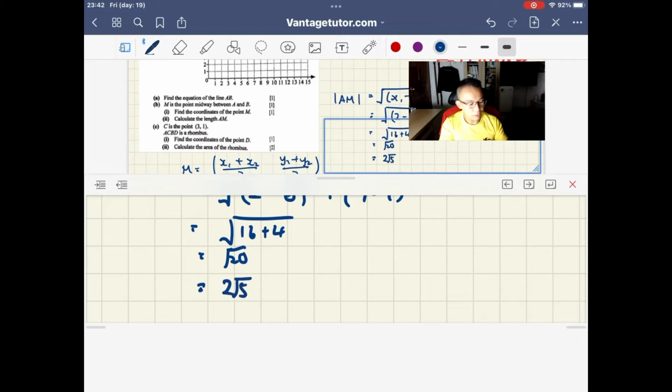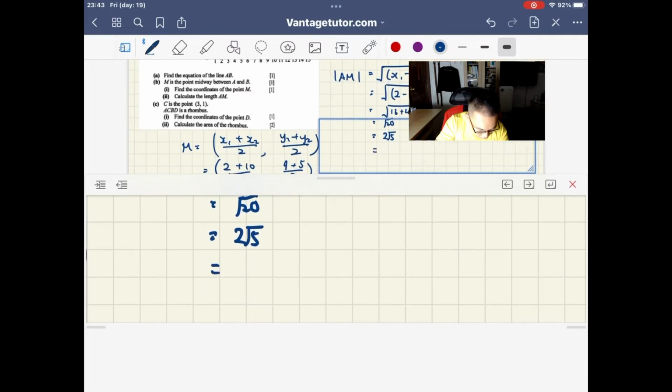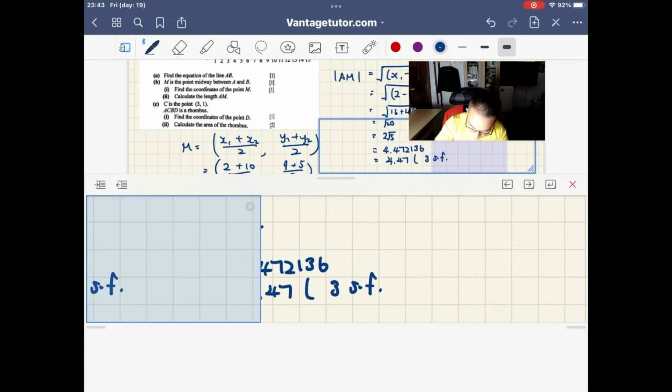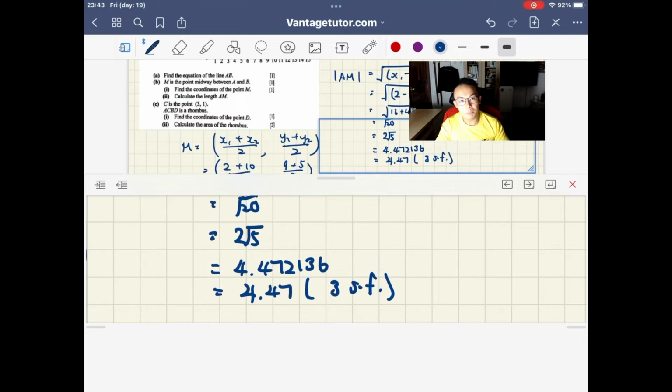So let me just grab my phone very quickly, calculate for you what square root 20 is. Okay, so the value is 4.472136. But you know that when your answer is not exact, it's on the front page of your instructions, you need to round off to 3 significant figures. So 4.47 to 3SF. And this is your answer for B part 2.